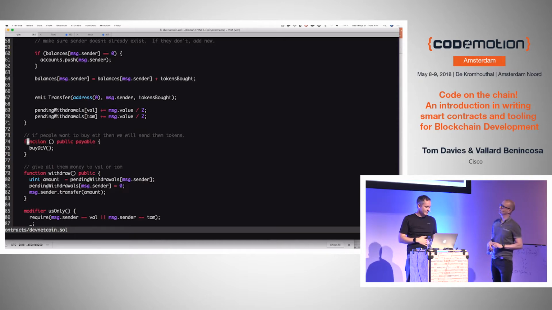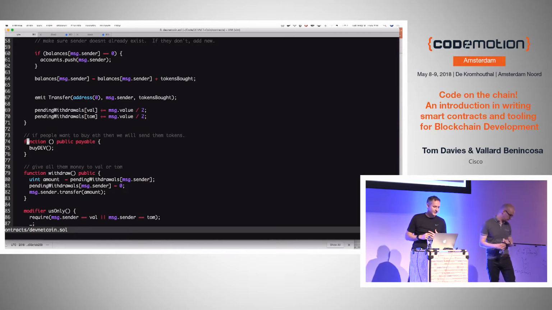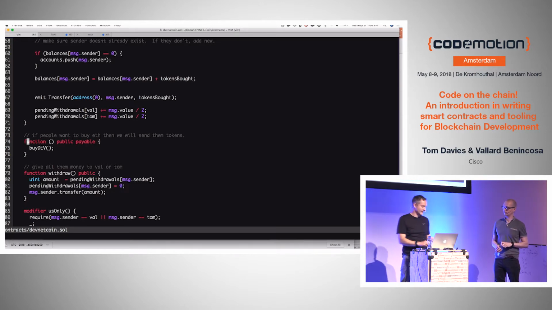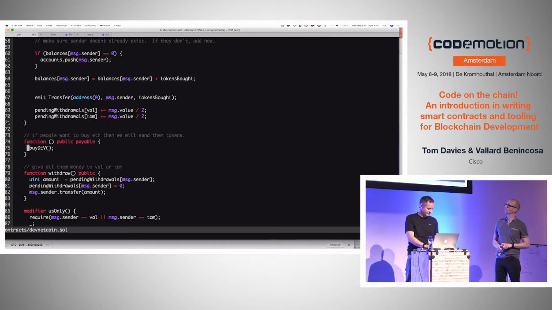And then there's also this idea of a function that has no name. This is the default function. So if somebody just sends you money, what are you going to do with it, right? In that case, we're just going to buy DevNet. So that is the code.